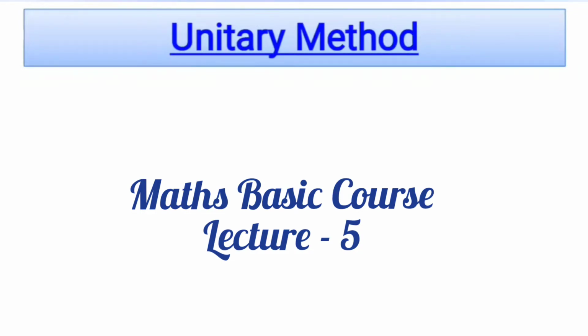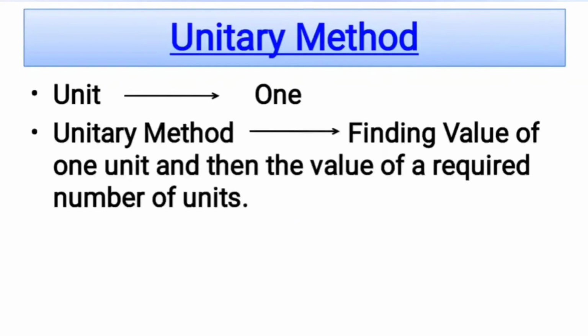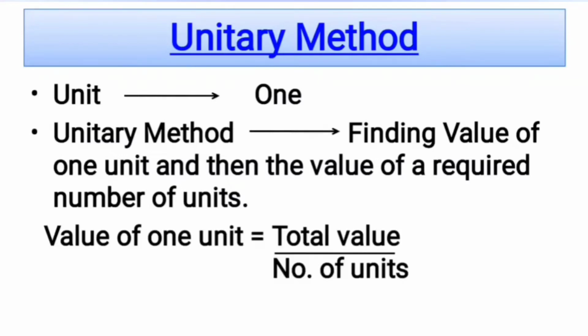Today we are going to learn unitary method. Unit means one. Unitary method is a technique for solving a problem by first finding the value of a single unit and then finding the necessary value by multiplying the single unit value. The formula to find out single unit value is total value divided by number of units.